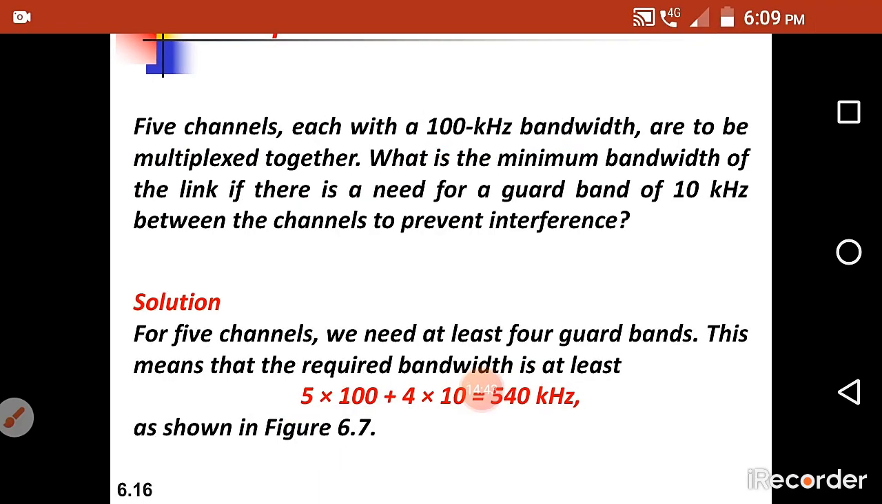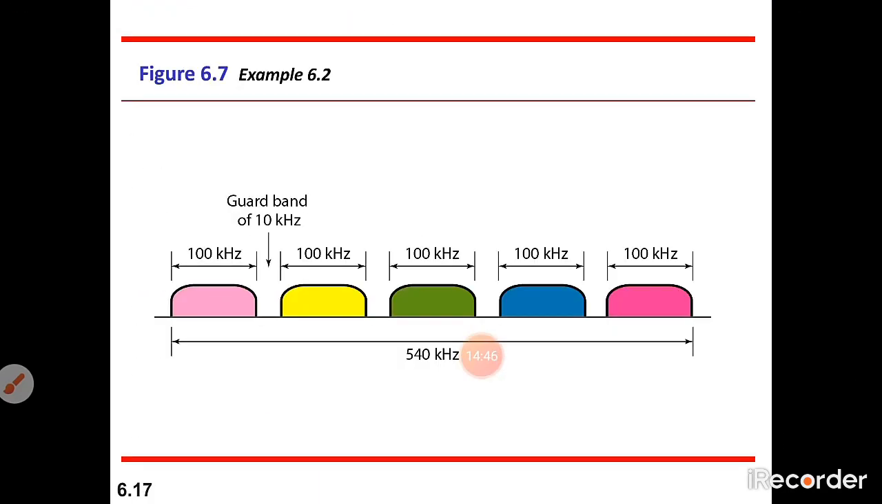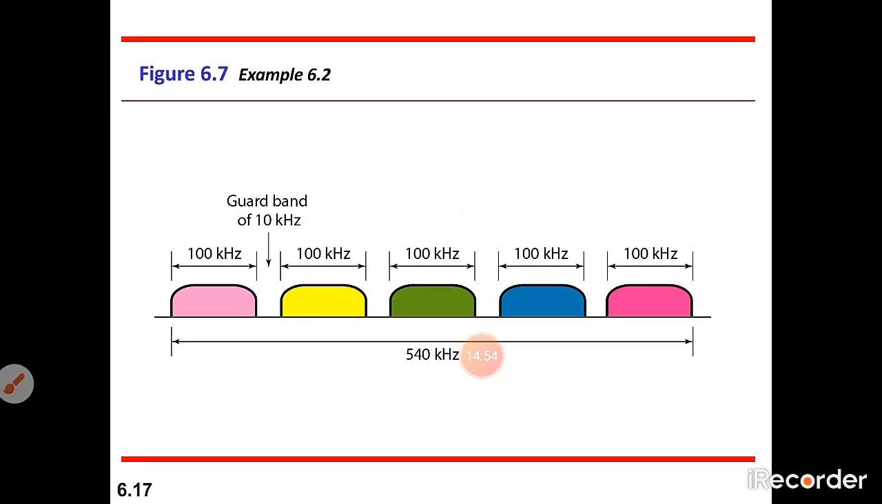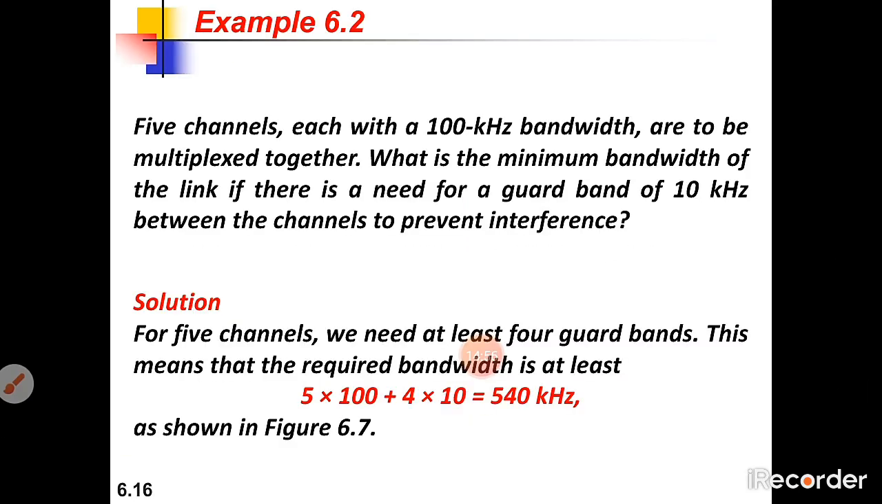How many guard bands are there here? 1, 2, 3, 4, a total of 4 guard bands. So that is 10 into 4, 500 plus 40, a total of 540 kilohertz minimum bandwidth requirement. So that is what this problem is.